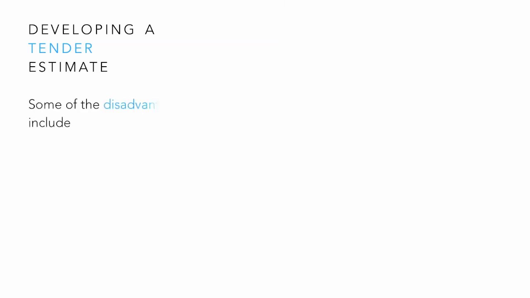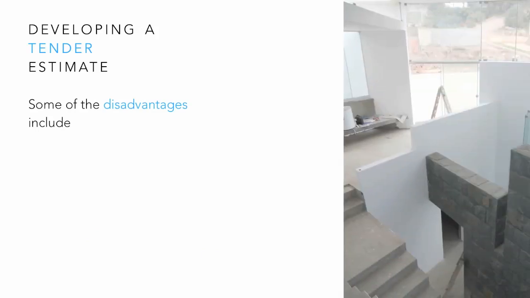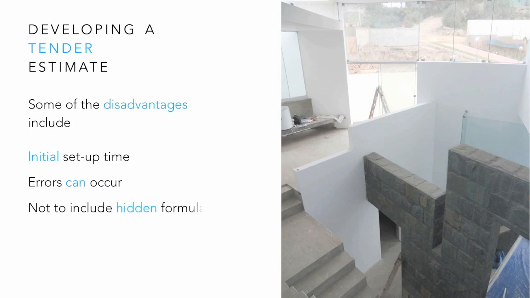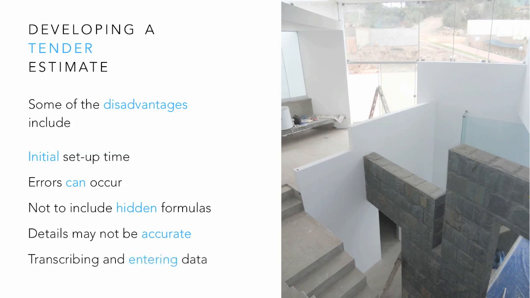Some of the disadvantages include initial setup time. Not making it too complicated, so errors can occur. Ensuring not to include hidden formulas, so it's hard to track problems or errors. Having details in a spreadsheet does not make them more accurate. Garbage in, garbage out. When transcribing and entering data, it is easy to make errors and harder to pick them up.